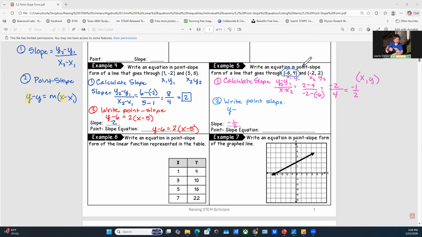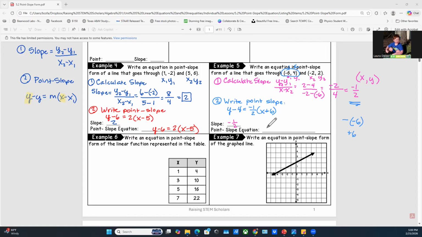So y minus the y value up here, that's 4, equals m, which we calculated here, so -1/2 times x minus, and that's a -6 there, so x plus 6, okay? Because we did minus a -6, which is the same thing as +6. Okay? And that's my equation right there, my friends.